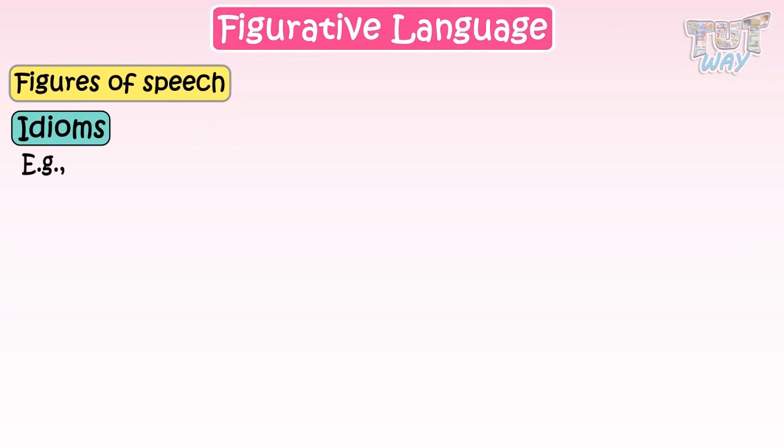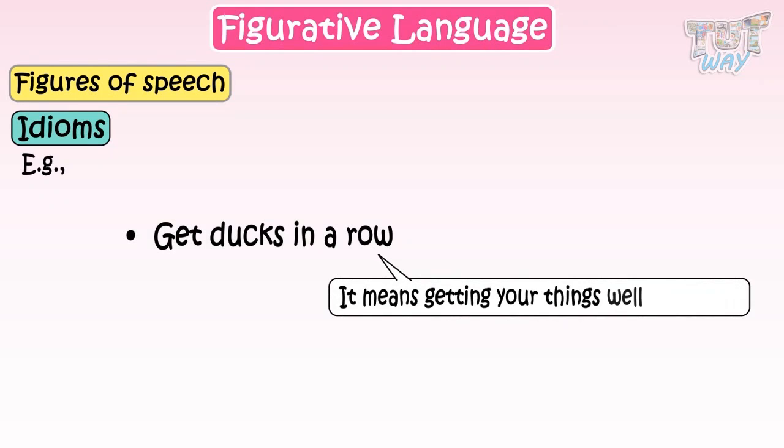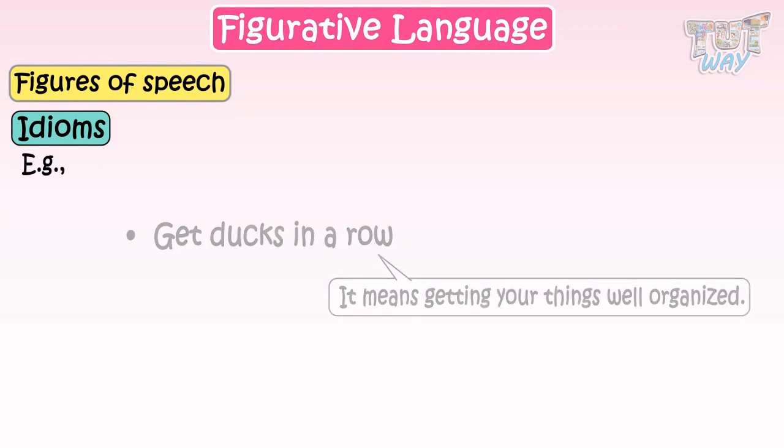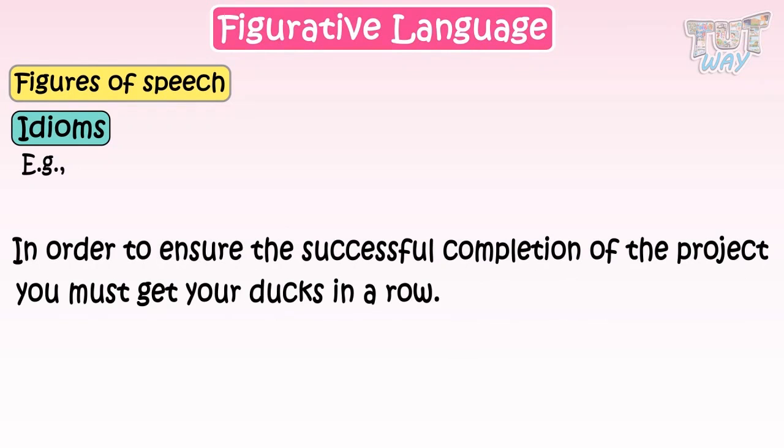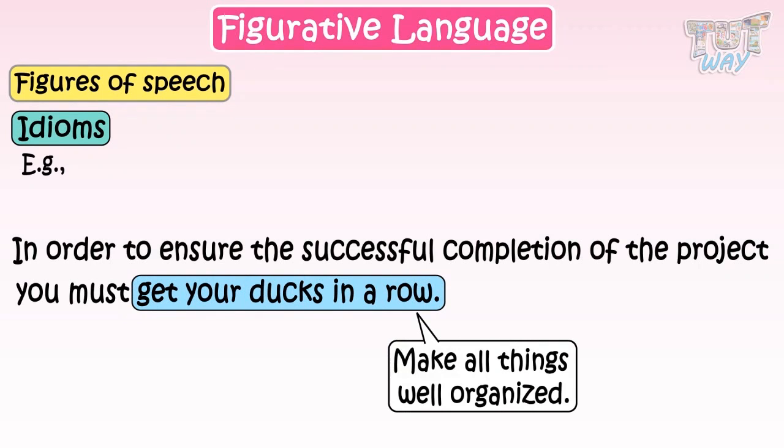Here we have next example. Get ducks in a row. This is an idiom which means getting your things well organized. Now here we have example sentences. In order to ensure the success of completion of the project, you must get your ducks in a row. Here, the idiom get ducks in a row is used, which means make all your things well organized.